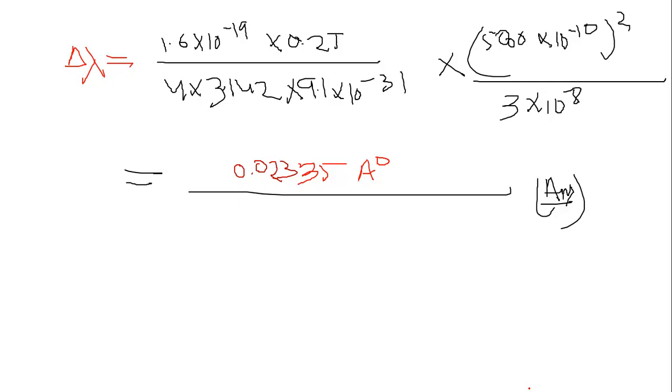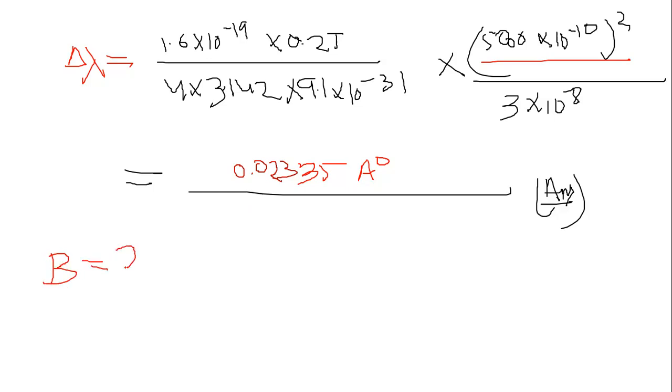So basically, when we place an atom in an external magnetic field of strength 0.2 Tesla, the shift in a wavelength of 5000 Armstrong will be 0.02335 Armstrong. This type of question we solved in the previous session. In that, another type of question was where we needed to calculate what will be the B.